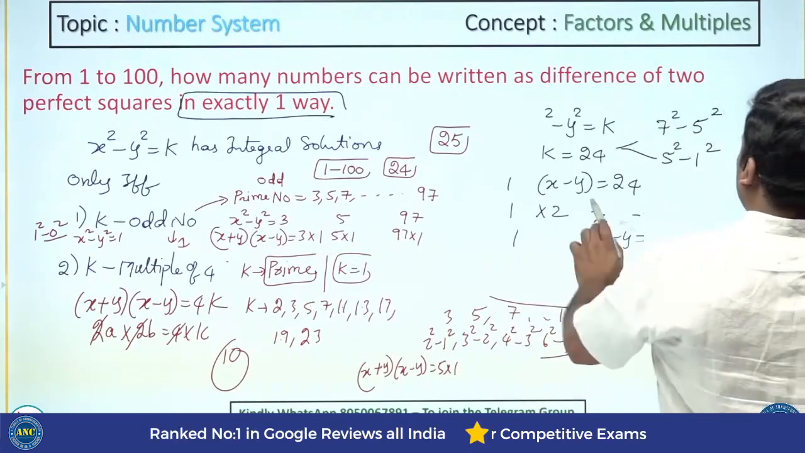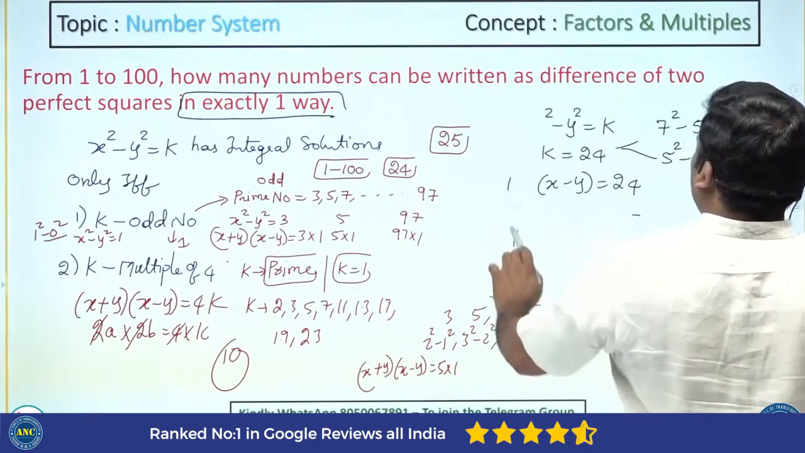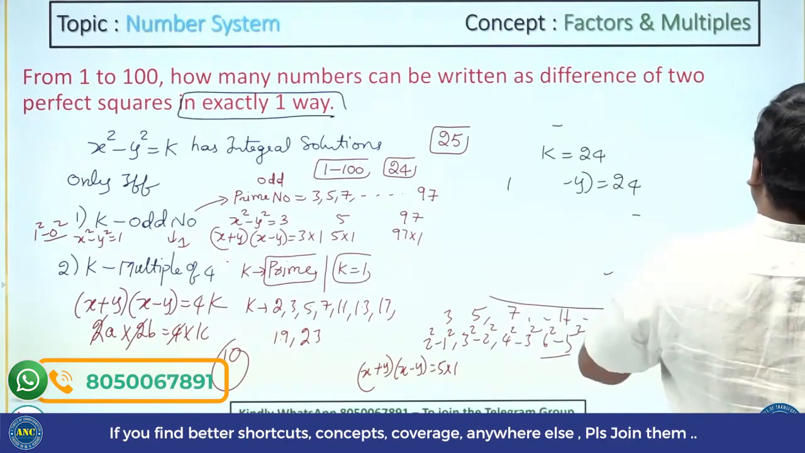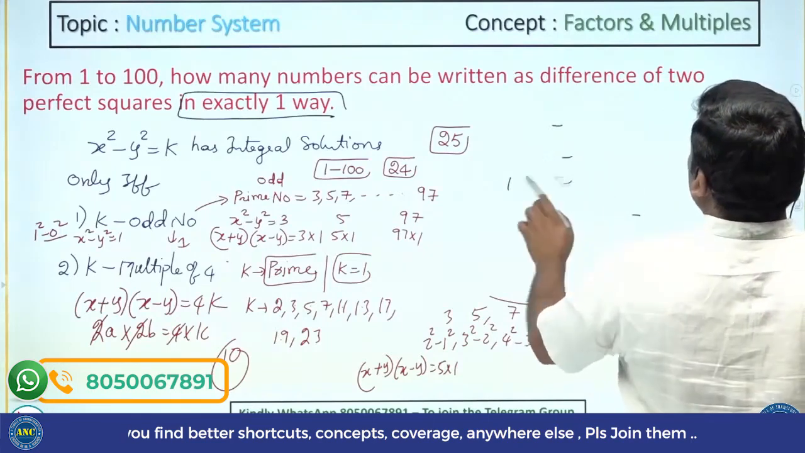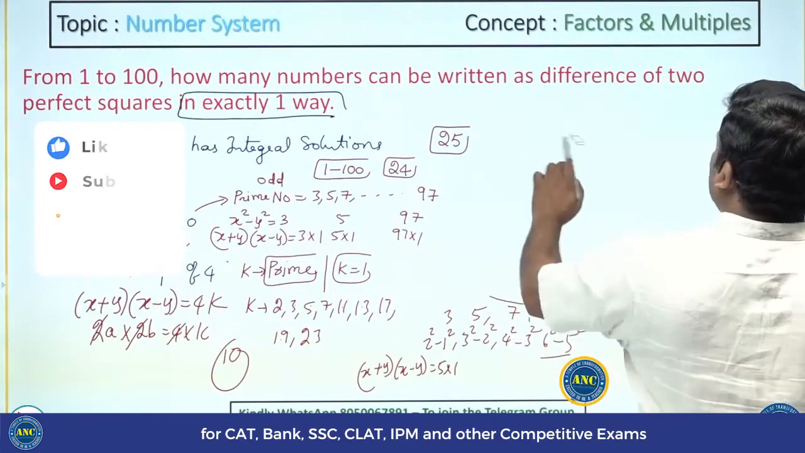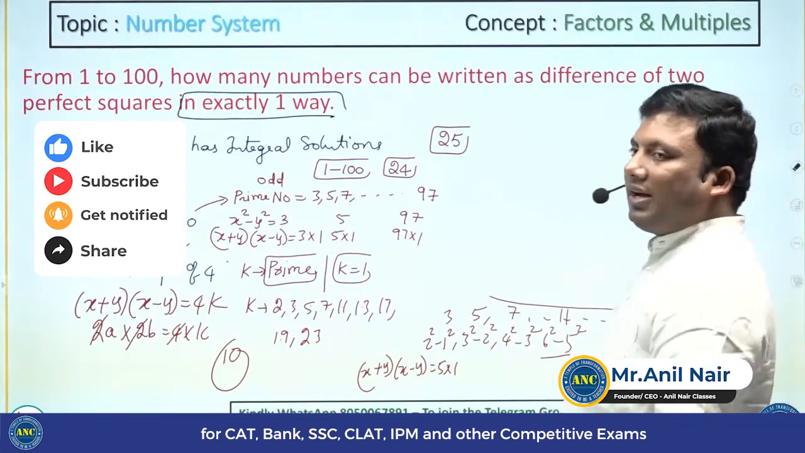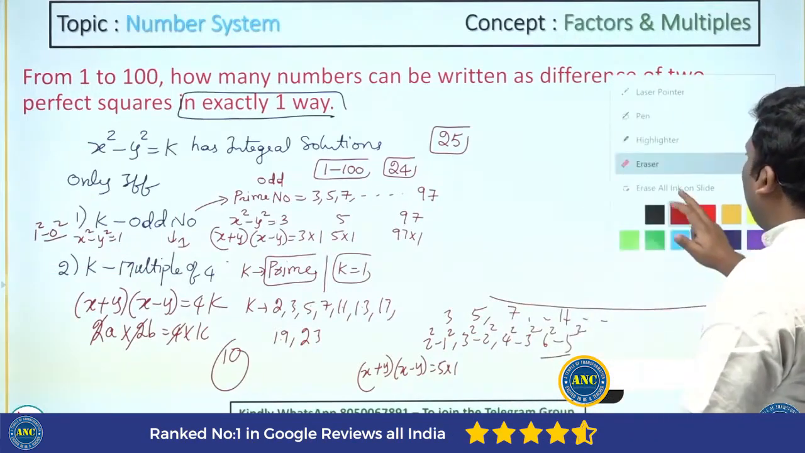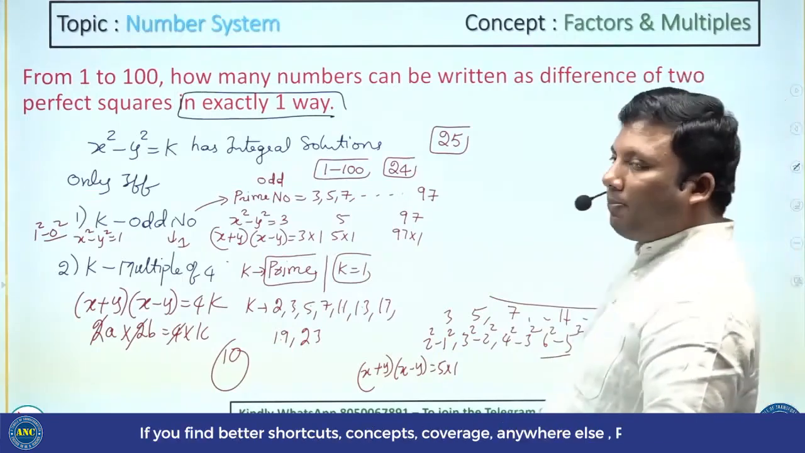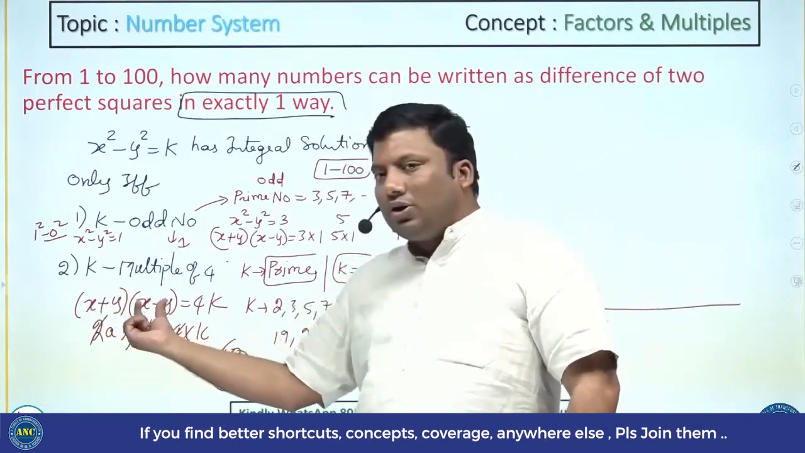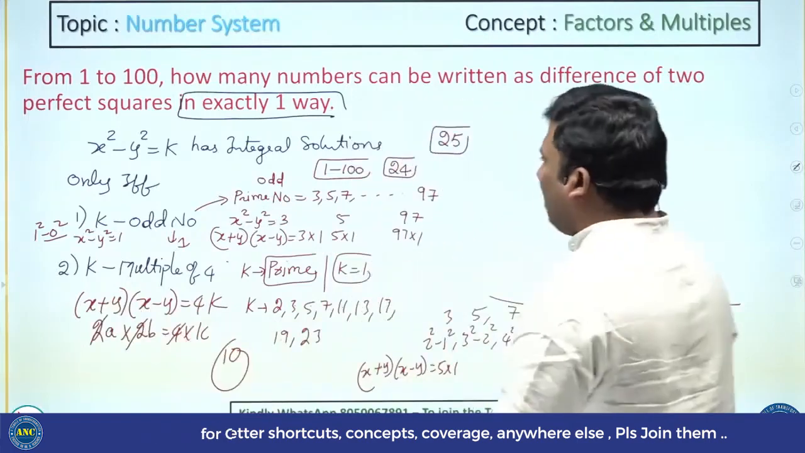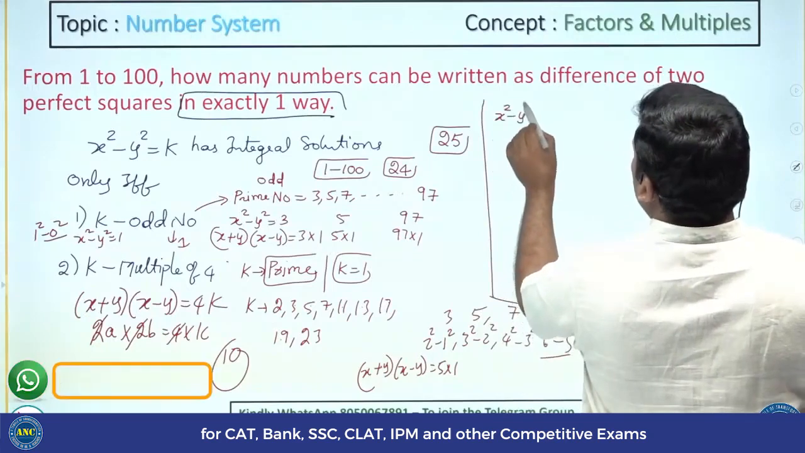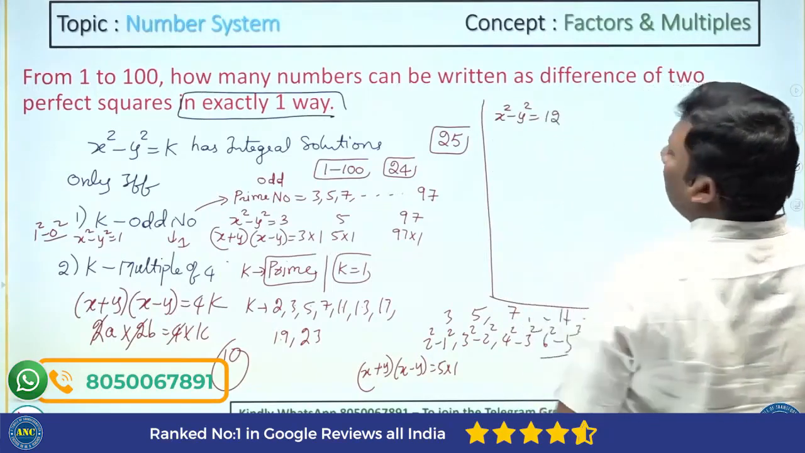I will write down and take some examples to make you understand. X square minus y square equivalent to k has integral solutions. If I want exactly 1, then k should be an odd number or a prime multiple of 4. Why should it be a prime multiple of 4? 2k1, 2k2, 2 will get cancelled. Let me take, for example, x square minus y square equivalent to 12.